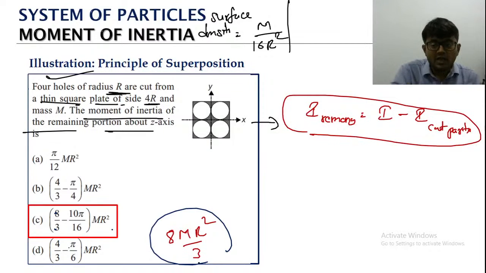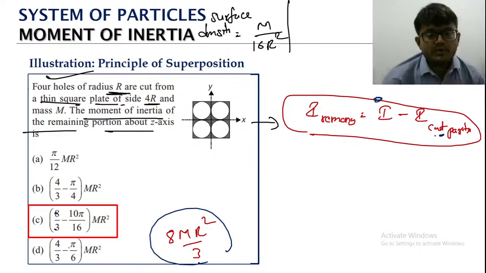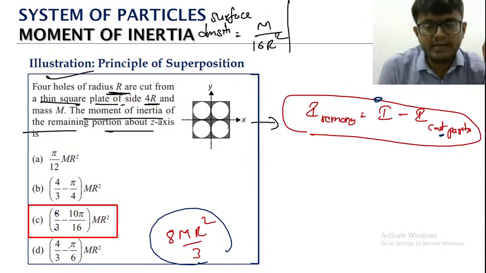So this is the moment of inertia of the full sheet, which is the original. From this we have to subtract the moment of inertia of the cut portions. Now we will look at what the moment of inertia of the cut portions is.